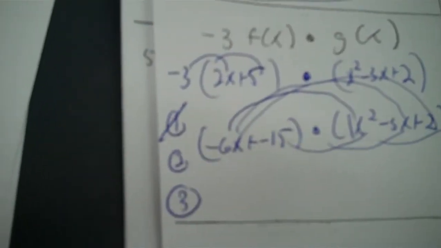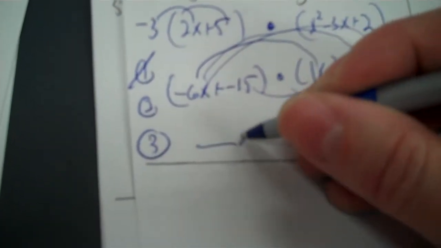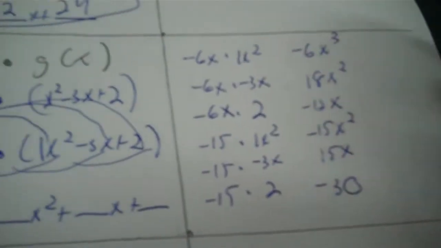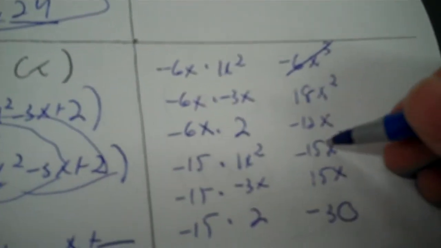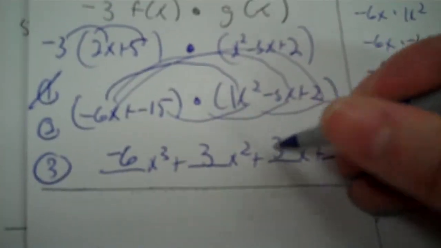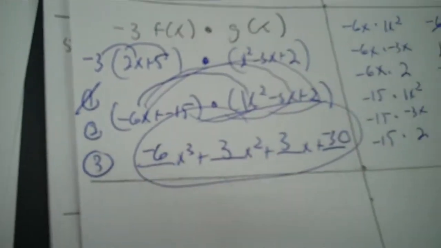Now you can collect your like terms, but you have x to the third as your highest. So there's going to be an x to the third, an x squared, an x, and a constant. So x to the third is negative 6. X squared, 18 minus 15 makes 3. X, negative 12 plus 15 is 3. And negative 30 last. Okay, so that's a little bit longer.